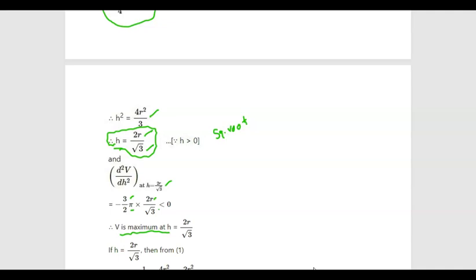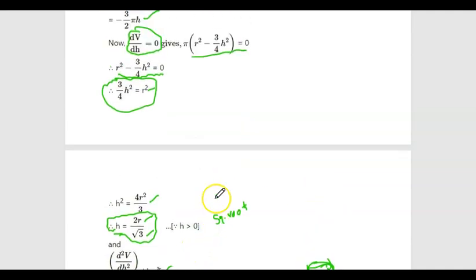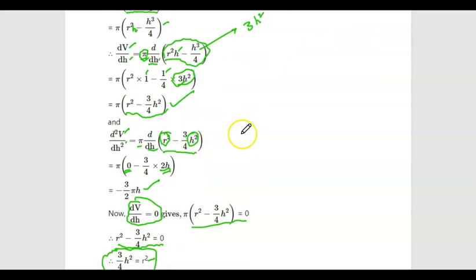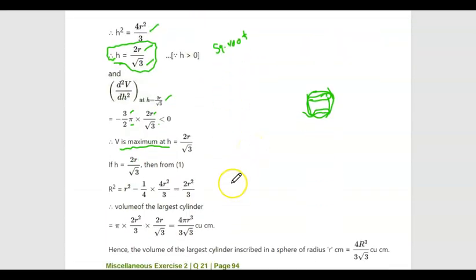Because remember, the cylinder is inside the sphere and is not going to cross any sections here. These will be your limits. More than that, the volume cannot increase, since it is inscribed inside the sphere. So we will substitute this h equals 2r upon root 3 into the first equation. Just to remind you, the first equation is r square minus h square by 4. We are substituting that value here.